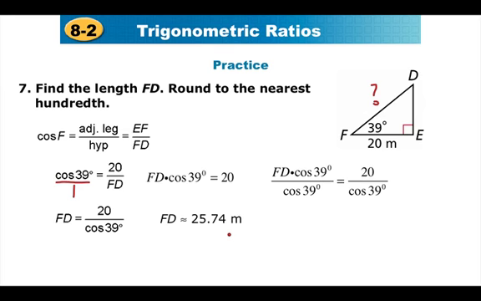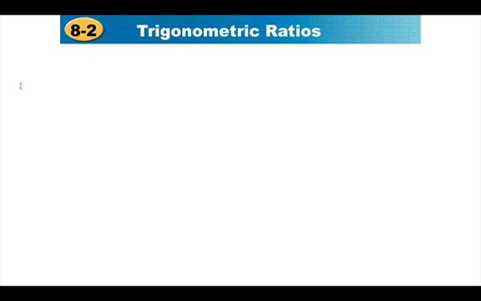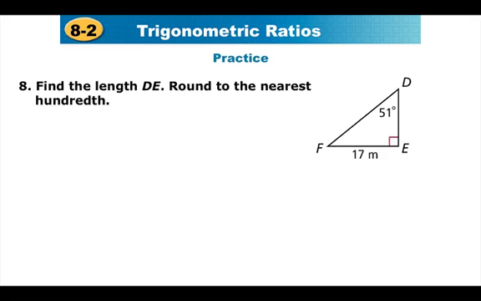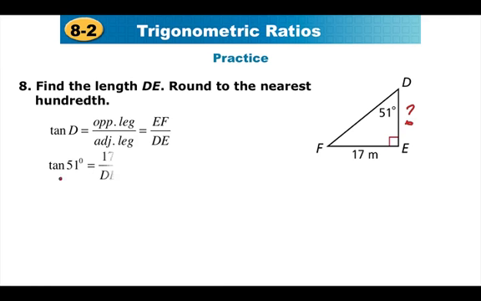Let's move on to number 8. Last one. It says find the length D, hundredths. So this is D, excuse me. So then from here, I'm going to use tangent. Why? Because given this reference angle, I know the opposite side. I'm looking for the adjacent, and that's the definition of tangent, opposite over adjacent. Substitute the values. D is 51, EF is 17. Do a little bit of algebra here.